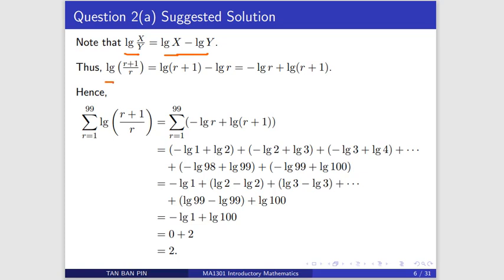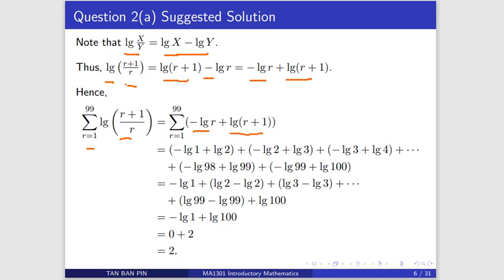So if you consider log of (r plus 1) over r, it's just log of (r plus 1) minus log r, and you can write it the other way around: minus log r plus log (r plus 1). So if you look at the sum of log of (r plus 1) over r from 1 to 99, you can actually use this formula to write it as the sum of minus log r plus log (r plus 1).